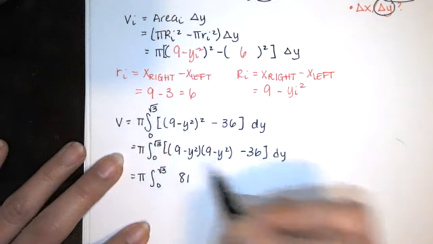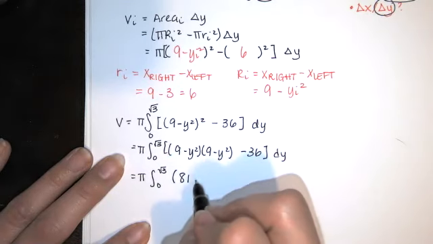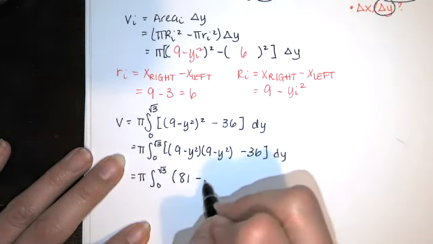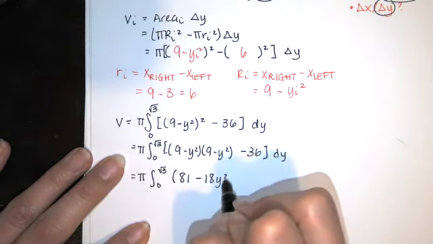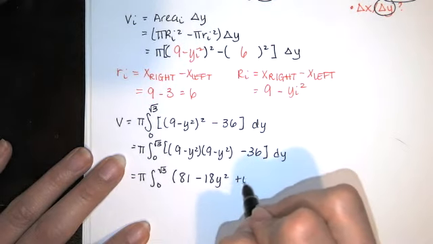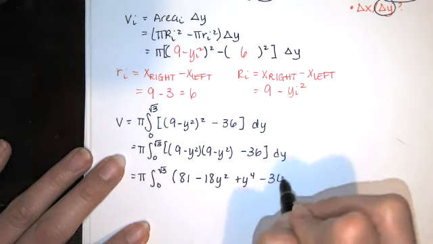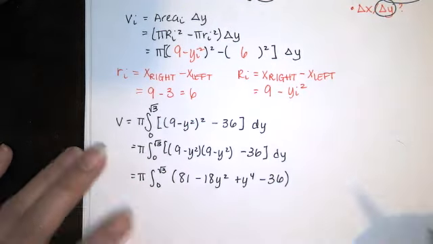First times first is 81. Outer times outer is negative 9y squared. Inner times inner is just like it, so we've got 2 of those. Last times last is y to the 4th. We're subtracting 36 from that.